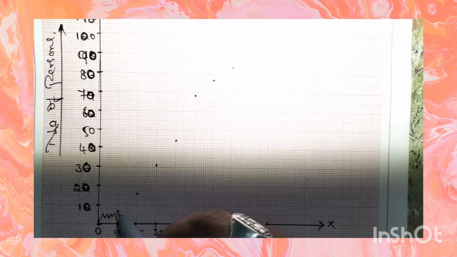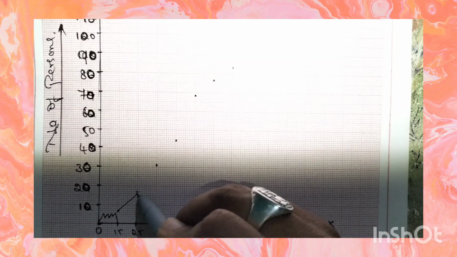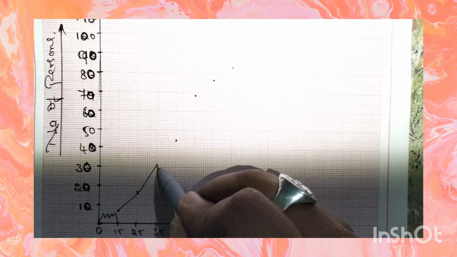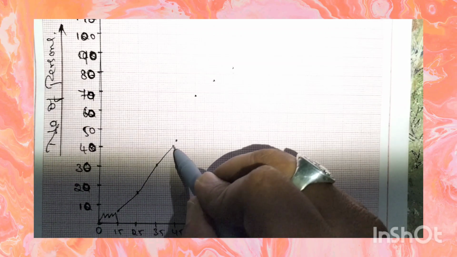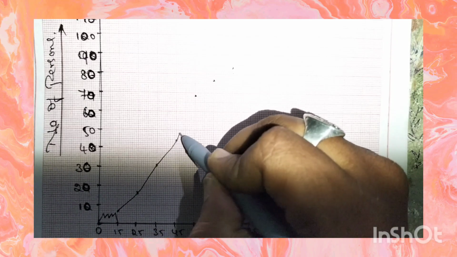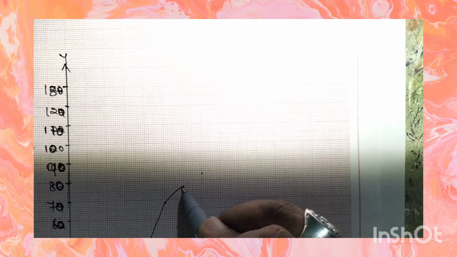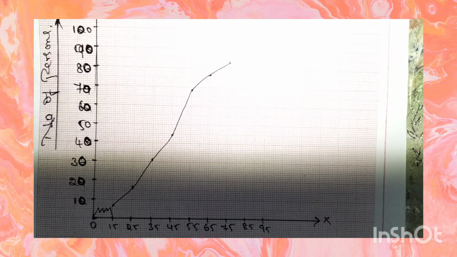Now what we have to do? First you join these 2 points by free hand. Next again these 2 points, again these 2 points, then these 2 points. Next you join these 2 points, and the last one is these 2 points. So the Ogive graph will look like this, and this is the Ogive graph for less than type. So less than type ಗೆ ನಾವು ಈ ರೀತಿ ಡ್ರಾ ಮಾಡಬೇಕು.